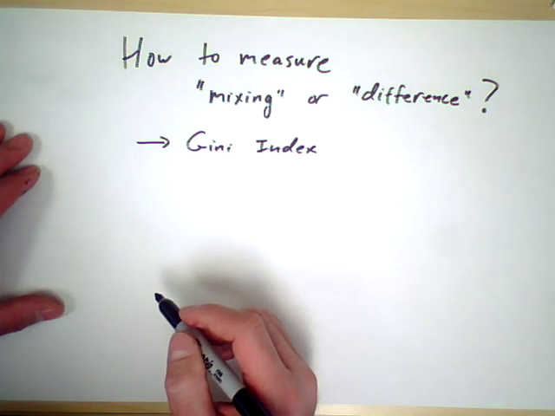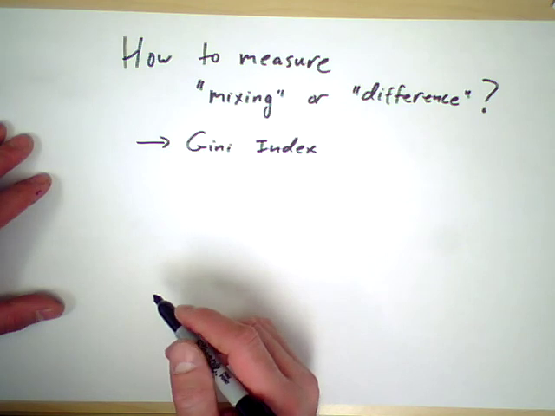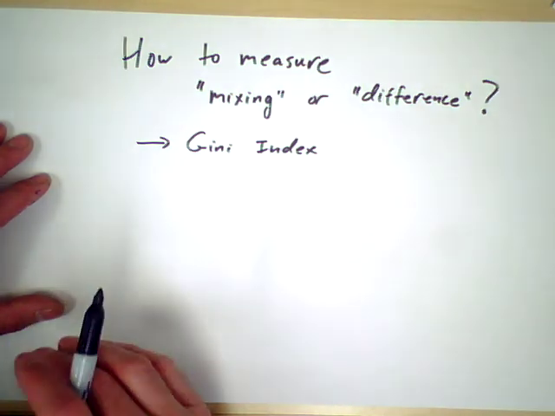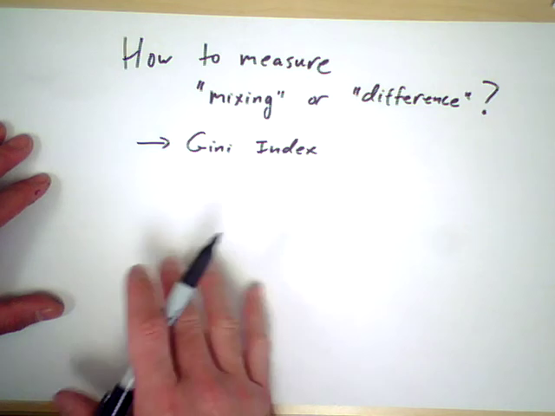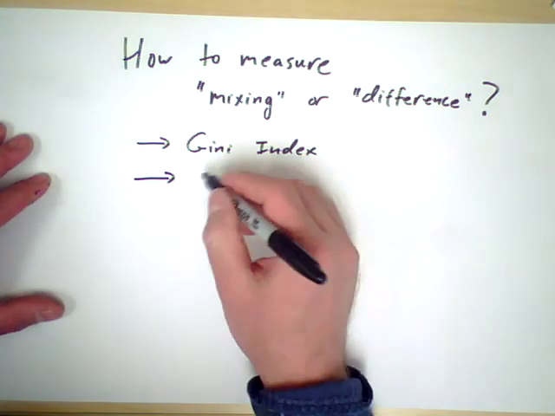That comes out of statistics and economics. It was originally used to study things like wealth inequality in different countries. So you want to compare, for example, what portion of the population is below a certain income versus what portion of the population is above a certain income. The other method, which comes out of statistical physics, is entropy.